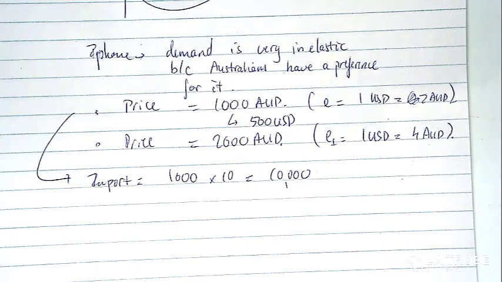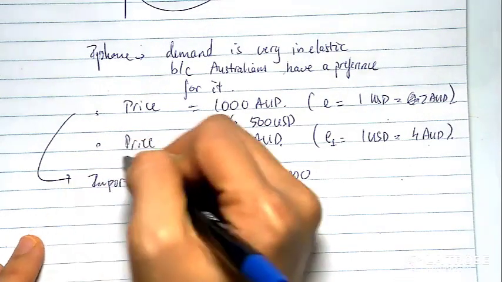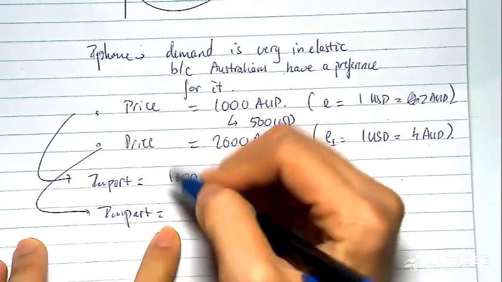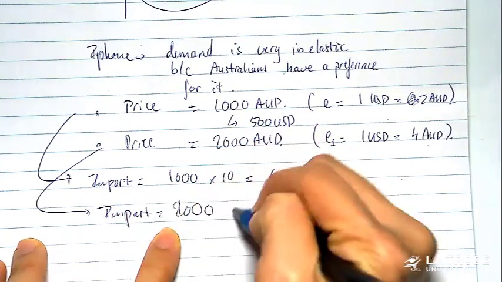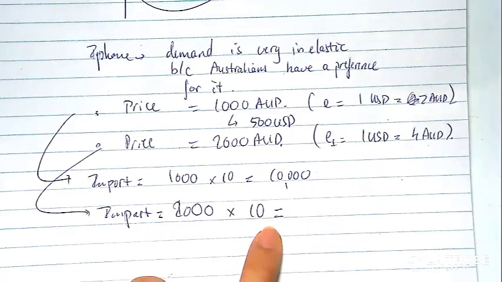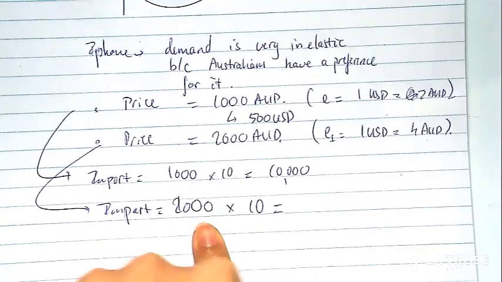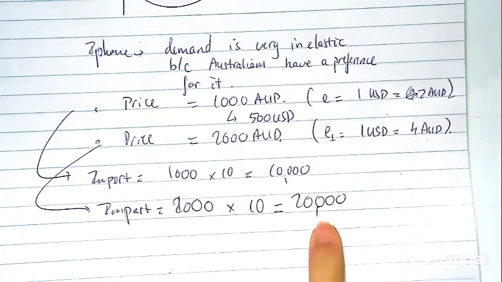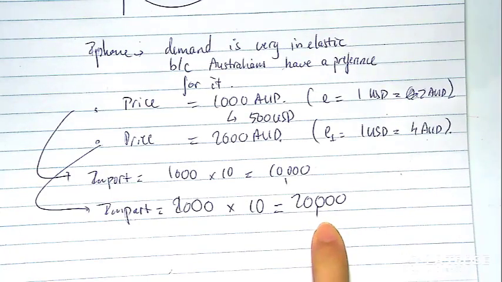Now, because the demand for iPhones is very, very inelastic, meaning that no matter how much it costs, Australian citizens will still buy the iPhone, okay? If that's the case, then our new import value would be $2,000 times 10. I still have the same demand, I would just have a different price, right? So in this case, our import value would increase to $20,000, okay?